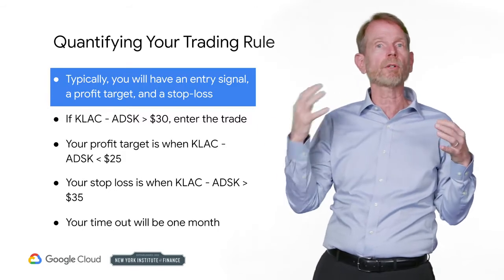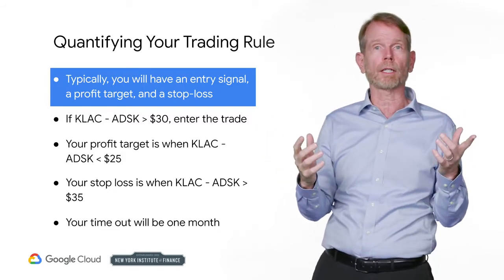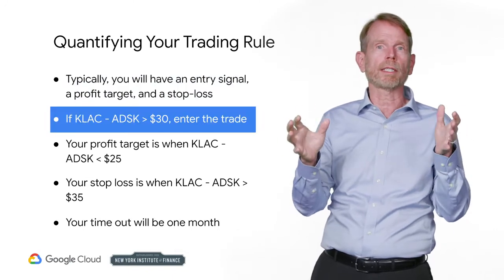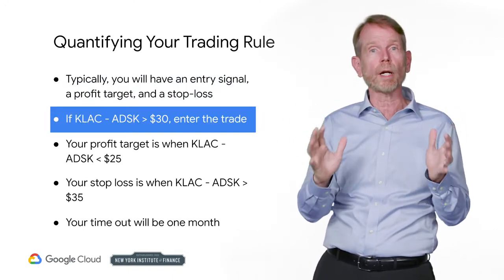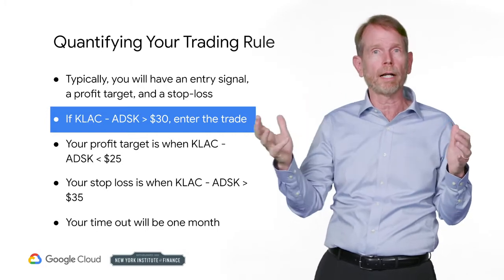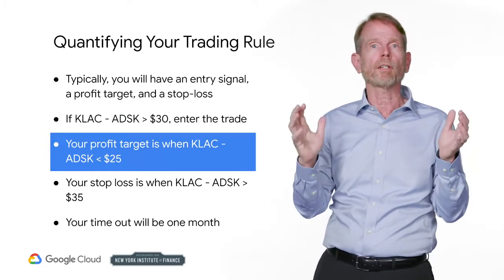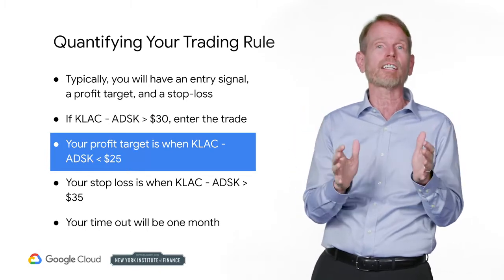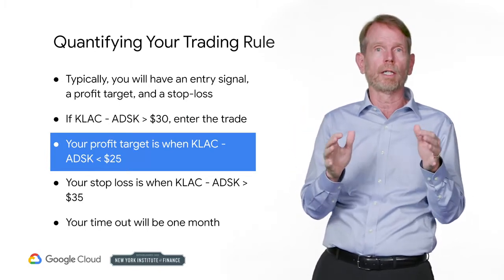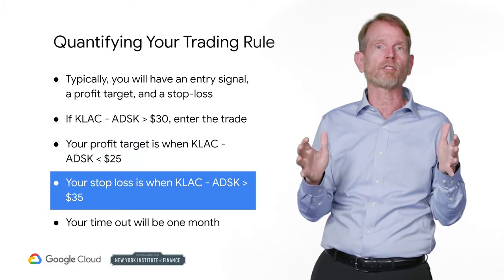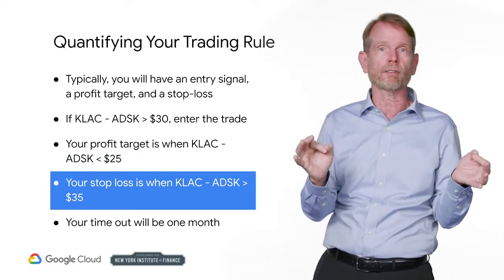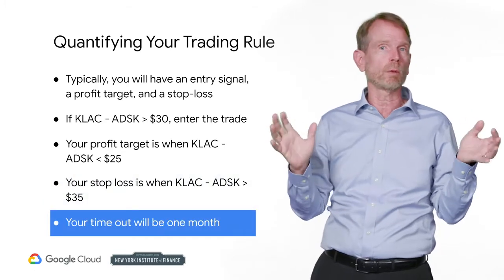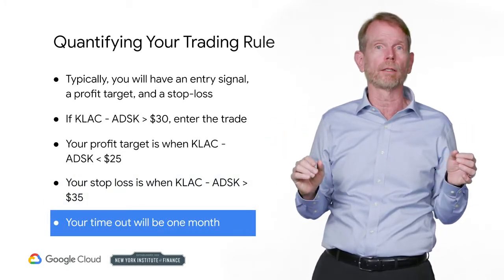Typically, you will have an entry signal, a profit target, and a stop loss. If the price spread between KLAC and ADSK is greater than $30, you enter the trade. Your profit target is when the price spread between KLAC and ADSK is less than $25. Your stop loss is when the price spread between KLAC and ADSK exceeds $35. Your timeout will be 1 month from when you enter the trade.